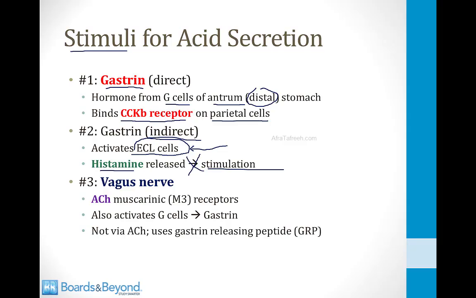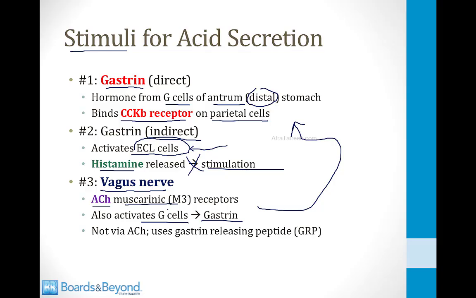The final stimulus for acid secretion comes from the vagus nerve, which is part of the parasympathetic nervous system. The vagus nerve can release acetylcholine, which can bind to muscarinic M3 receptors on the parietal cells and stimulate them to secrete acid. In addition, the vagus nerve can activate G cells to secrete gastrin, and then the gastrin can exert these two effects on the parietal cells to promote acid secretion.